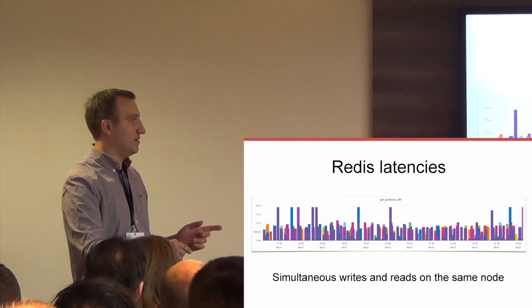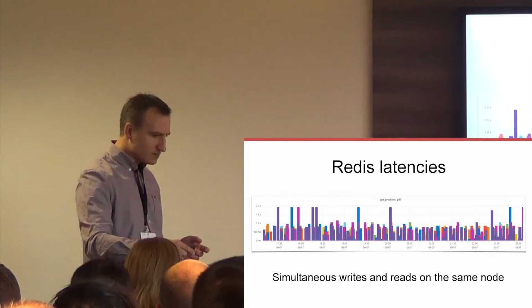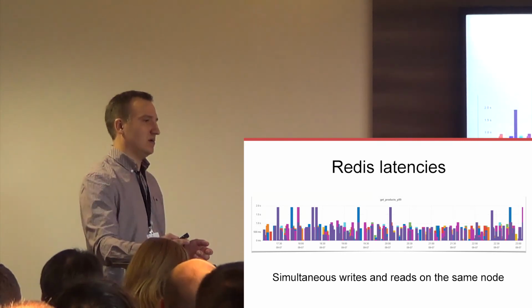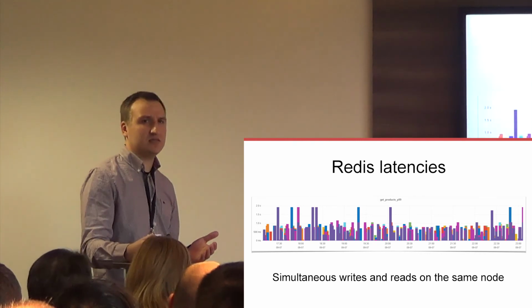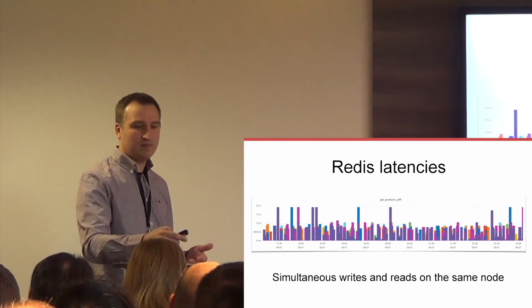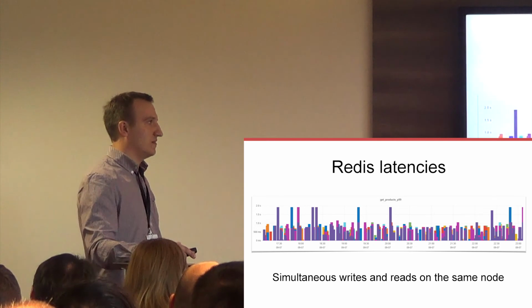Because in this case, high latencies are caused by blocking, because Redis is single-threaded, as you know, and stuff happens like this.